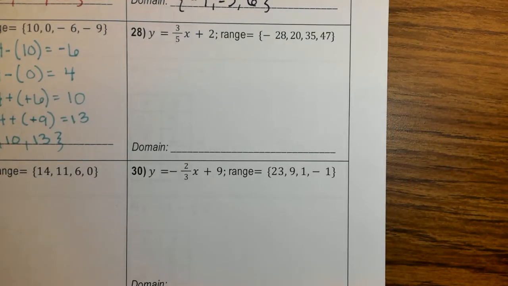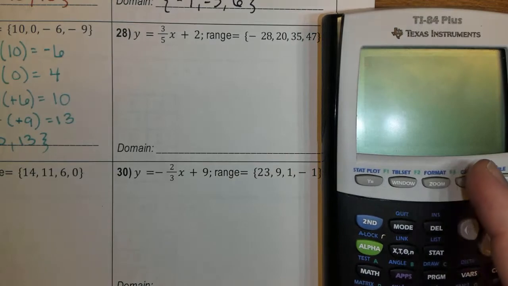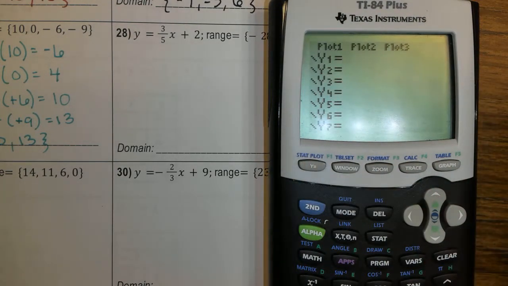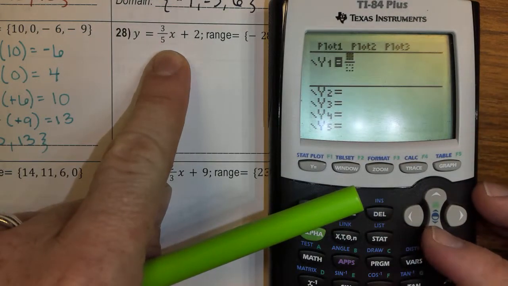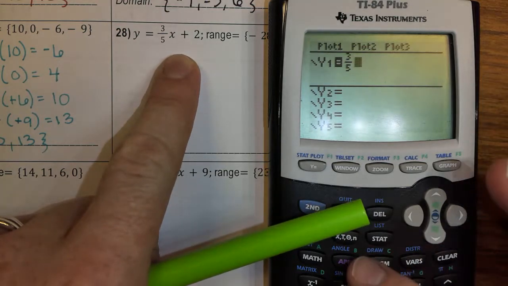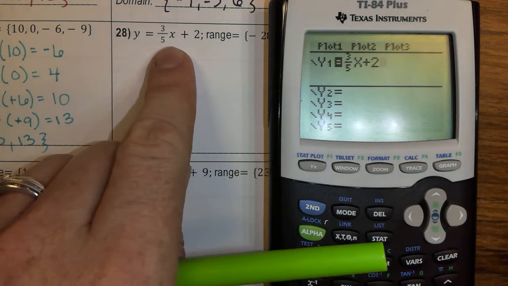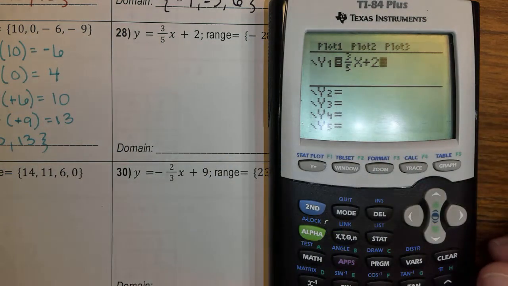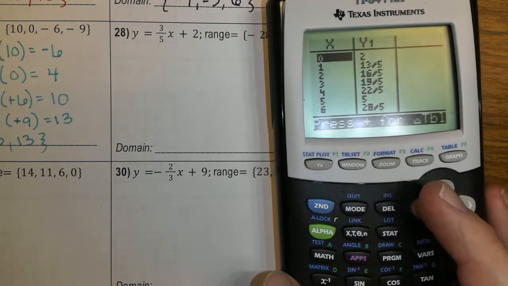And 28. Okay, 28's got a fraction. So just for a different way to do these. I mean, I could do them all by hand, but I like to show different ways. So 28, I'm going to type this in to my y equals x plus 2. Okay, so this equation on my problem should match the one I just typed in, and it does. So remember, you press second graph, gives me my table.